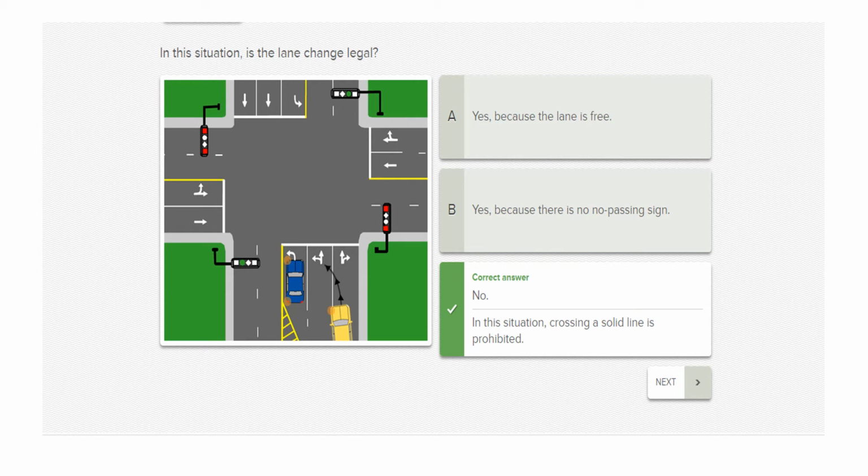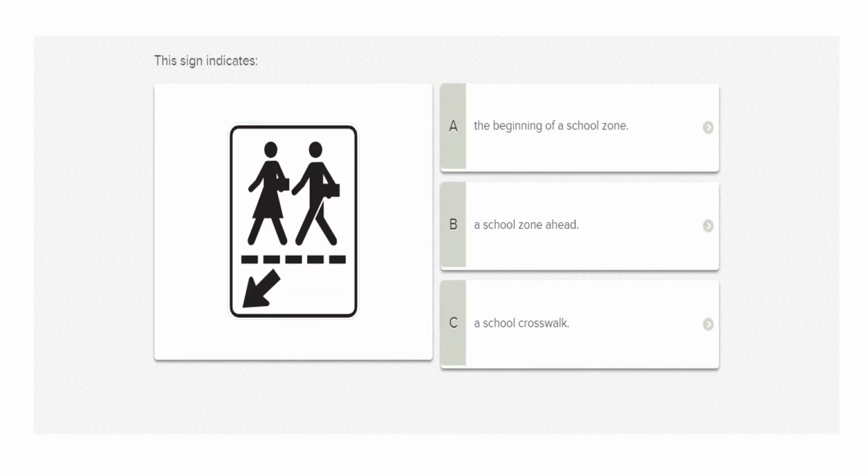And our answer is no. In this situation, crossing a solid line is prohibited. This sign indicates, options are: option A, the beginning of a school zone. Option B, a school zone ahead. Option C, a school crosswalk.